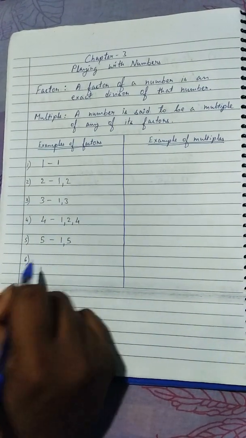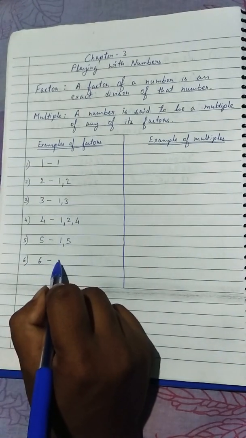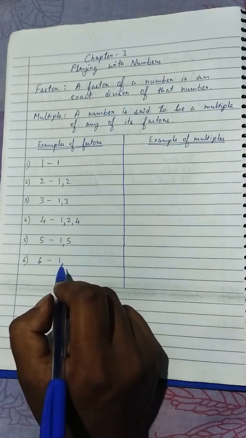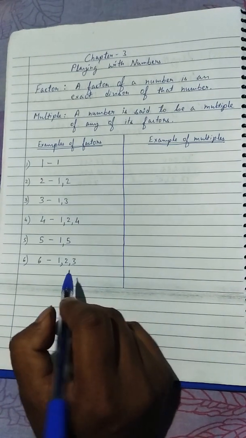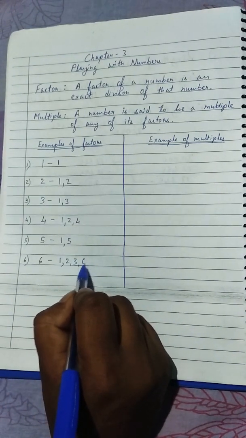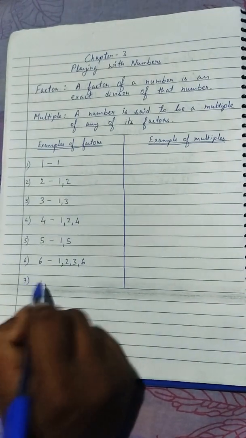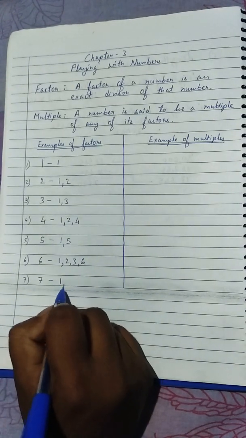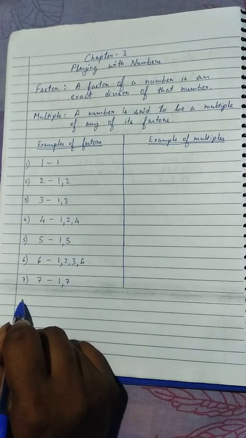Next, 6. What are the factors of 6? Factors of 6 are 1, 2 because 2 can divide 6. 2 3s are 6, so 3 can divide 6. 4 cannot divide 6, 5 cannot divide 6, 6 can divide 6. So these are the factors of 6. Factors of 7. Factors of 7 are 1 and 7 because only these two numbers can divide 7.